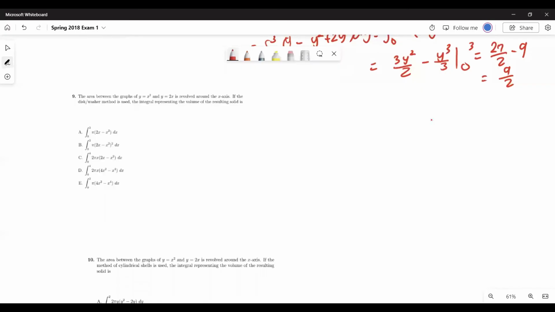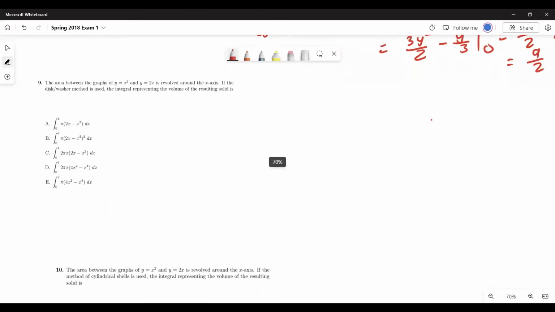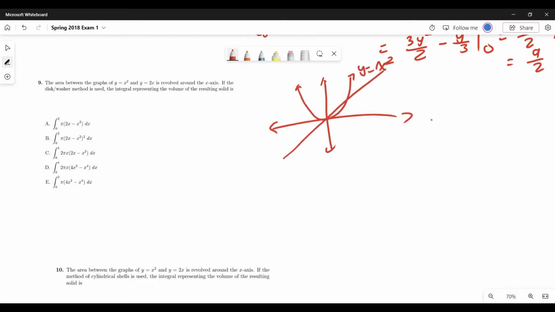Okay, we have this question. The area between the graphs of y equals x squared and y equals 2x revolves around the x-axis. And it says we are using the washer method. So let's draw the curves first. y equals x squared, like this, and y equals 2x, like this. So if it's bounded by those two curves, this is the area, and it's revolving around the x-axis. Okay, and we want to find the volume of it.